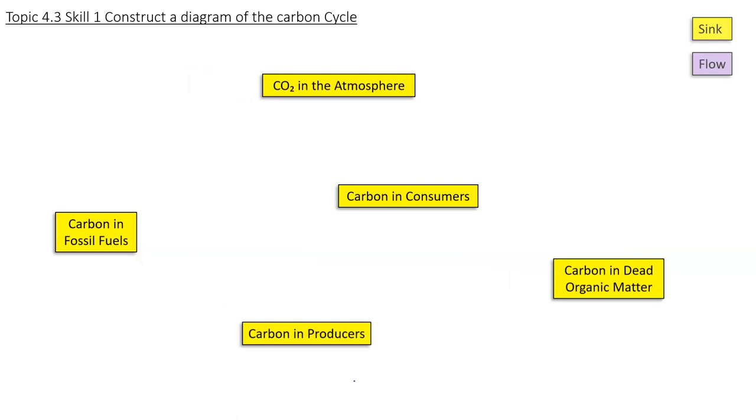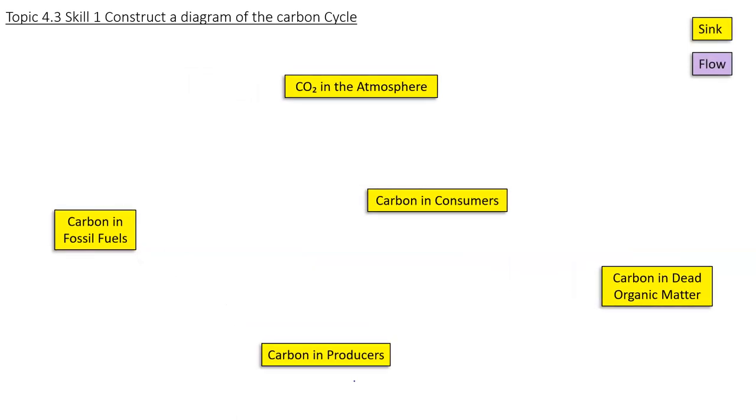And so I think the carbon cycle should be depicted as follows. Notice that the yellow things that we just talked about, these yellow boxes, are what we call sinks. They're sources of carbon. They're where carbon is stored. And then we will see a variety of purple arrows, which is the way in which the carbon flows from sink to sink. So we have sinks, or places where carbon is stored, and we have processing that takes place that transfers carbon from one form to another.